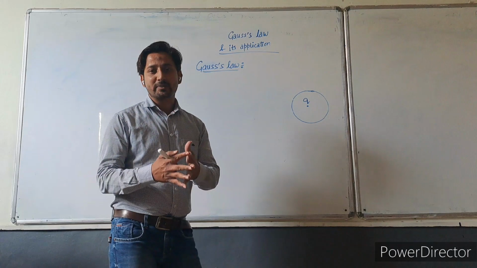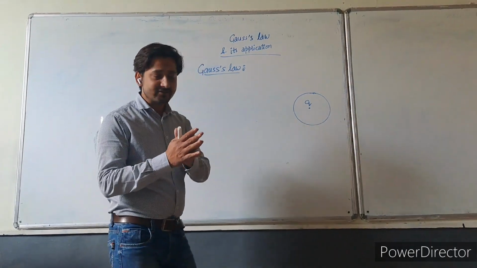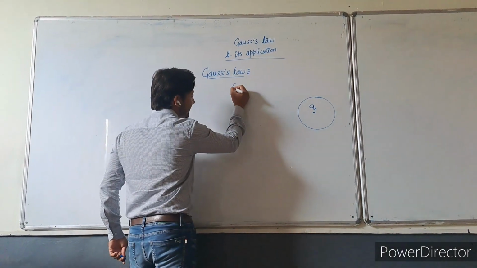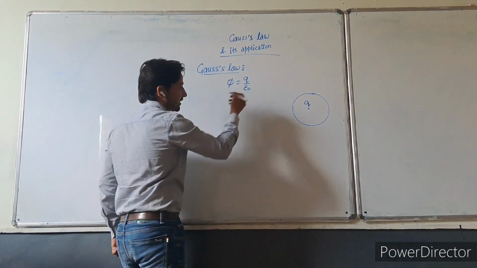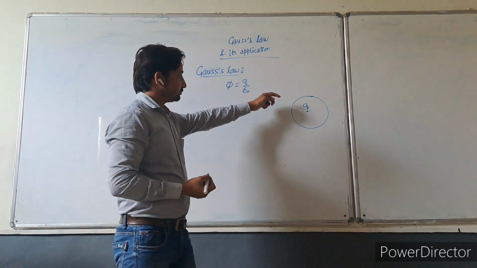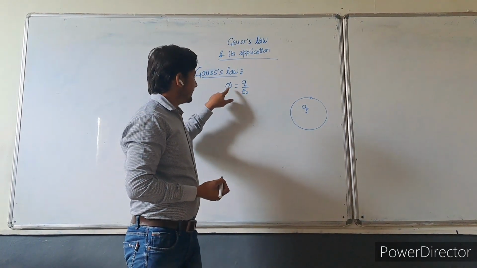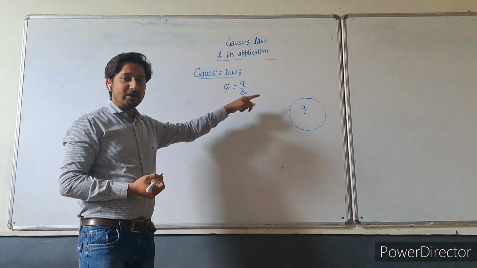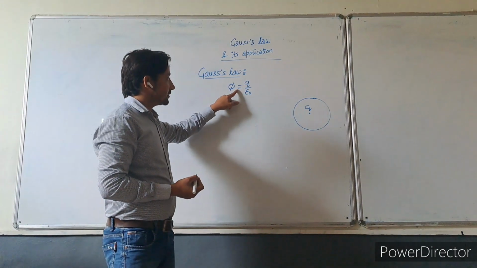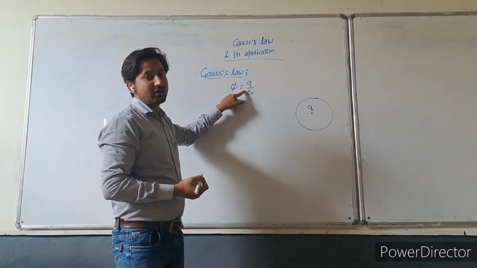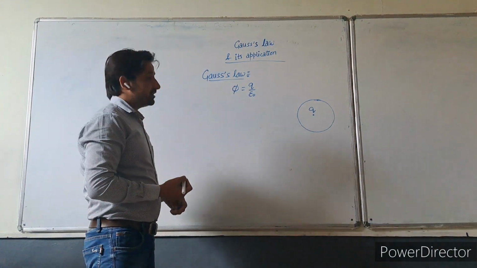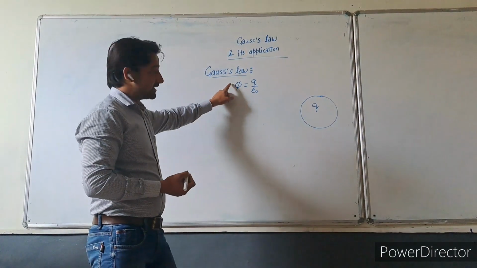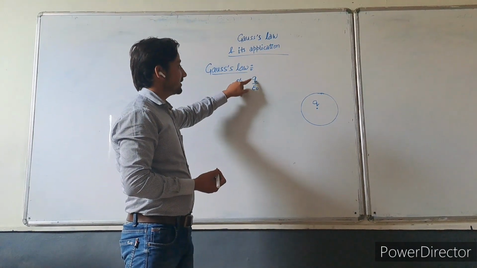If I want to explain Gauss law, then I will just write the formula phi equals q by epsilon naught. What does it mean? It means that electric flux passing through a closed object is equal to 1 upon epsilon naught times the charge enclosed by the surface.